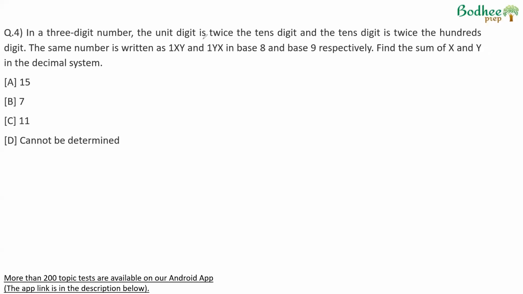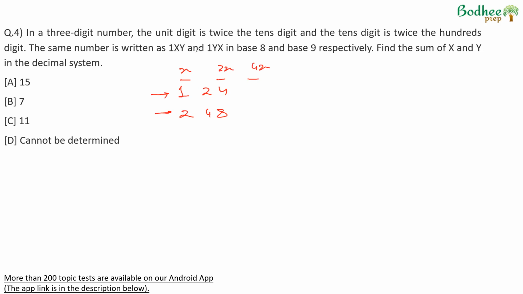In a three-digit number, the unit digit is twice the tens digit, and the tens is twice the hundreds. So if this is x, this is 2x, this is 4x. Possibilities could be 1, 2, 4 and 2, 4, 8. 3, 6, 12 is not possible. So these are the only two numbers possible.